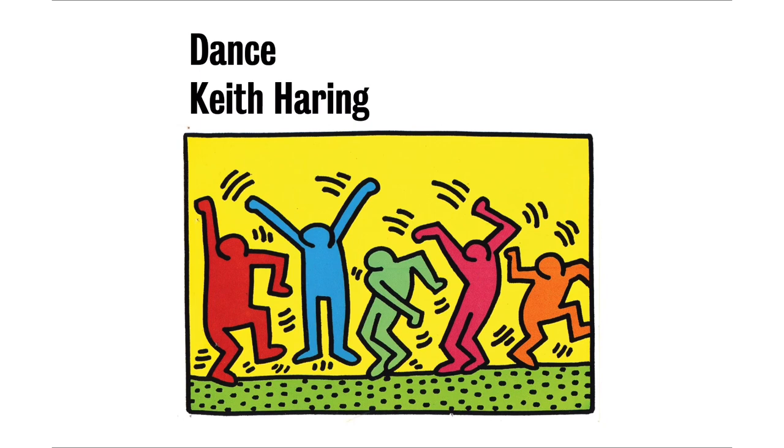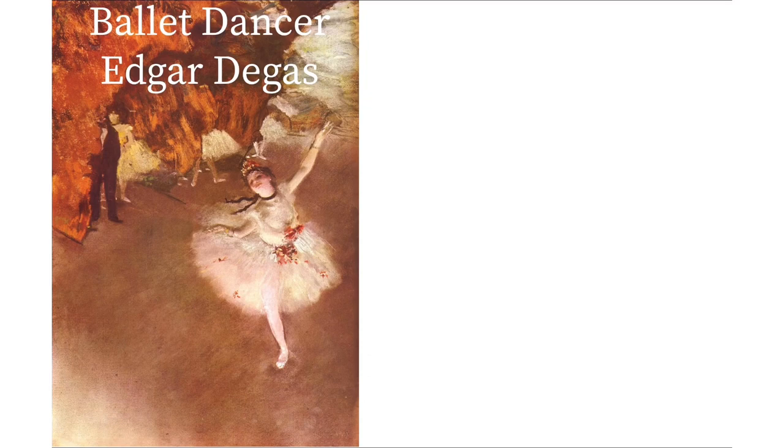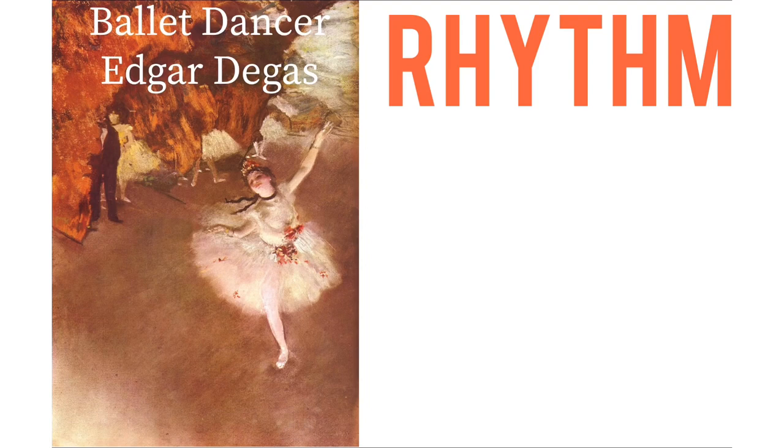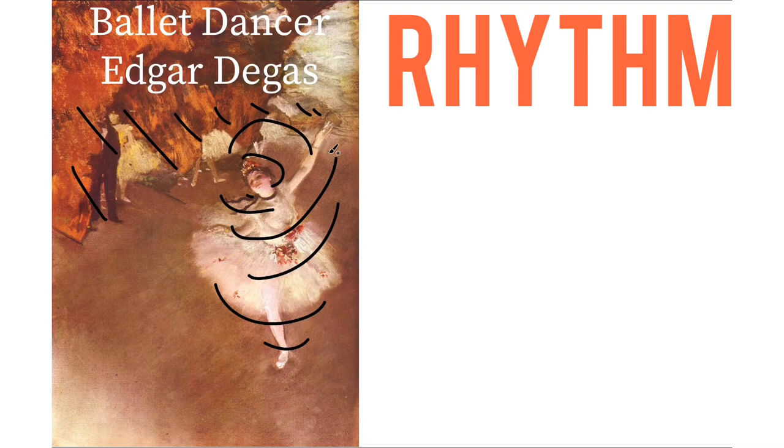Now, what happens if we look at a different artist, Edgar Degas? He painted a lot of ballerinas, but we still see this movement. Now, we don't see the action lines that Keith Haring was using, but if there were, they might look something like this. We can see there's kind of a spin move. Her hair's flying out. That's showing that movement and rhythm. And you can see there's a little bit of movement coming in from this side as well. So it's another use of rhythm, but it looks very different than Keith Haring's.